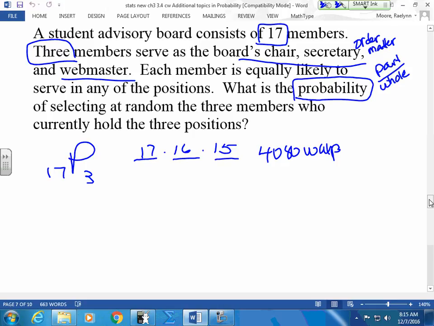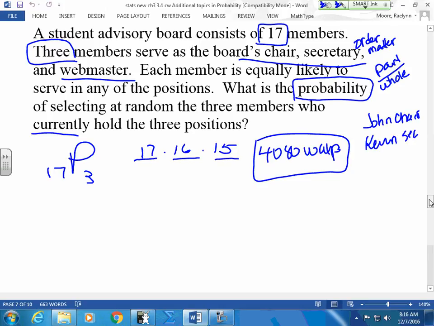Now, is this my answer to my probability? Is the probability greater than 1? How many correct ways did this board happen? Apparently these were already currently holding these positions. So I've got John as chair, I have Kevin as secretary, and I have Devin as webmaster. How many ways does this happen?